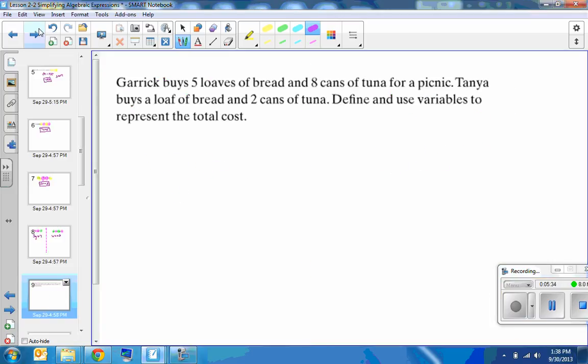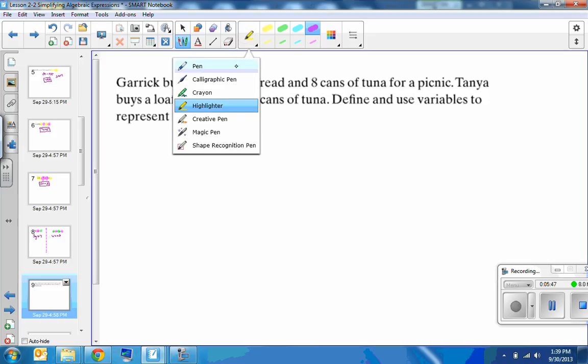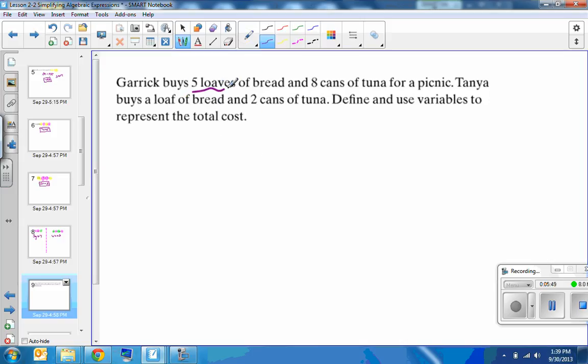So here it says Garrick buys 5 loaves of bread and 8 cans of tuna for a picnic. Tanya buys a loaf of bread and 2 cans of tuna. Define and use variables to represent the total cost. First I want to go through and see what we have. We have 5 loaves of bread and 1 loaf of bread. We have 8 cans of tuna and 2 cans of tuna.